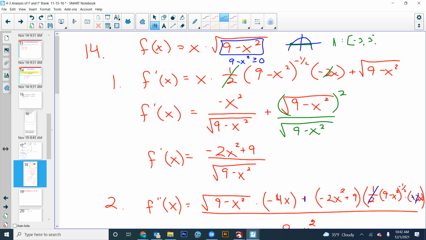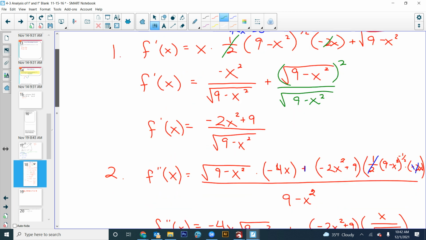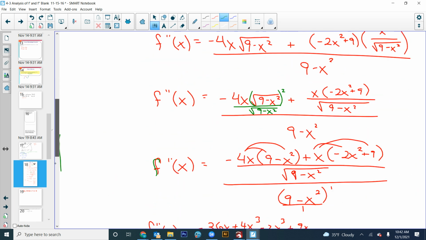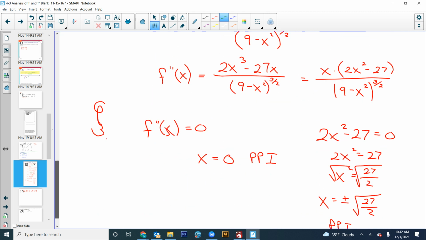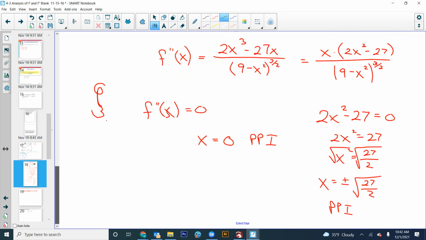to 3. Is 0 on that domain? Because 0 was a possible point of inflection. Was 0 on that domain? Was the square root of 27 halves. Okay, here we go. 27 divided by 2 is 13 and a half.